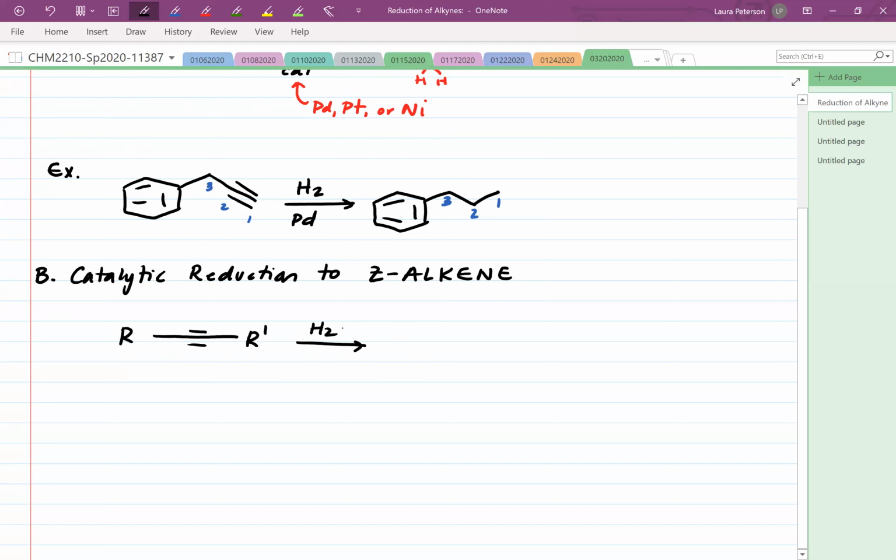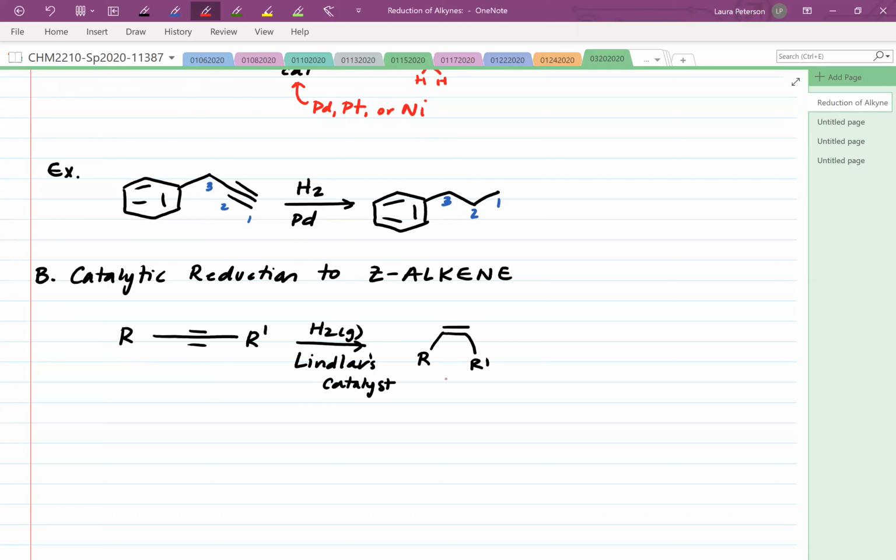Okay, so we're going to use H2 gas again, and we're not controlling the amount of H2, but we are going to use a different catalyst. And this catalyst is called Lindlar's catalyst. And I'll describe what that is here in just a second. But what we need to recognize is that when we have Lindlar's catalyst in place of palladium, platinum, or nickel, we are able to stop as if we just added 1 equivalent of hydrogen. Okay, so we would get to the Z alkene.